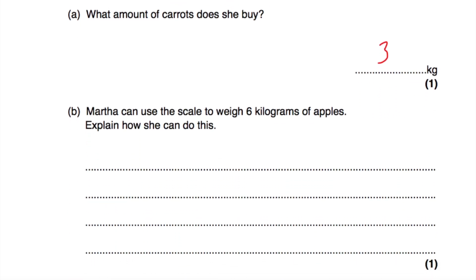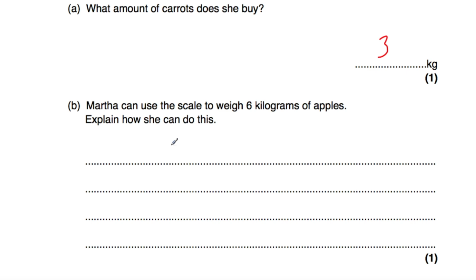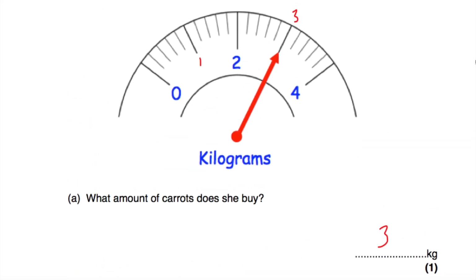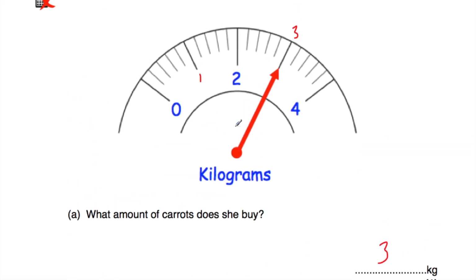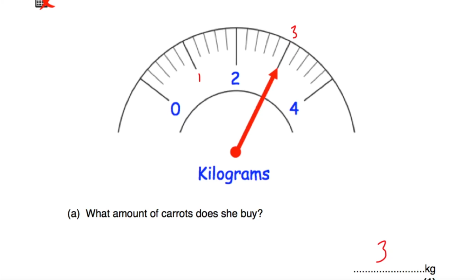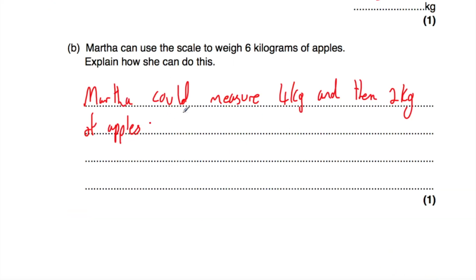Okay, if we have a look at part B. Part B says Martha can use the scale to weigh 6 kilograms of apples. Explain how she can do this. So how can she use this scale to measure 6 kilograms of apples? There's a few approaches she could use. She could measure out 3 kilograms of apples and then another 3 kilograms of apples. She could measure 4 kilograms of apples and then 2 kilograms of apples. She could even do 6 lots of 1 kilogram of apples, and then altogether that would be 6 kilograms as well. So let's explain one of those. I've just explained that Martha could measure 4 kilograms and then 2 kilograms of apples, and then altogether she'd have 6 kilograms of apples.